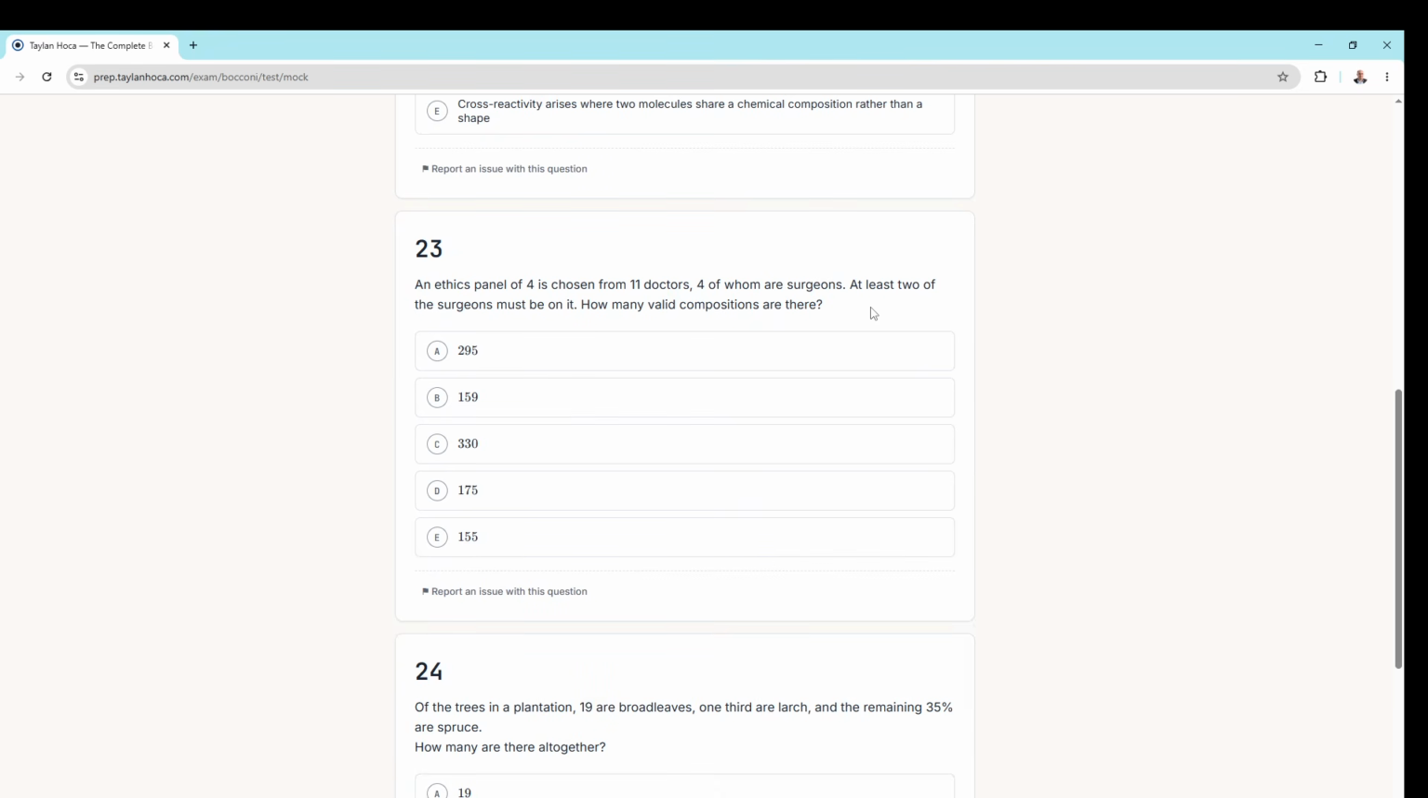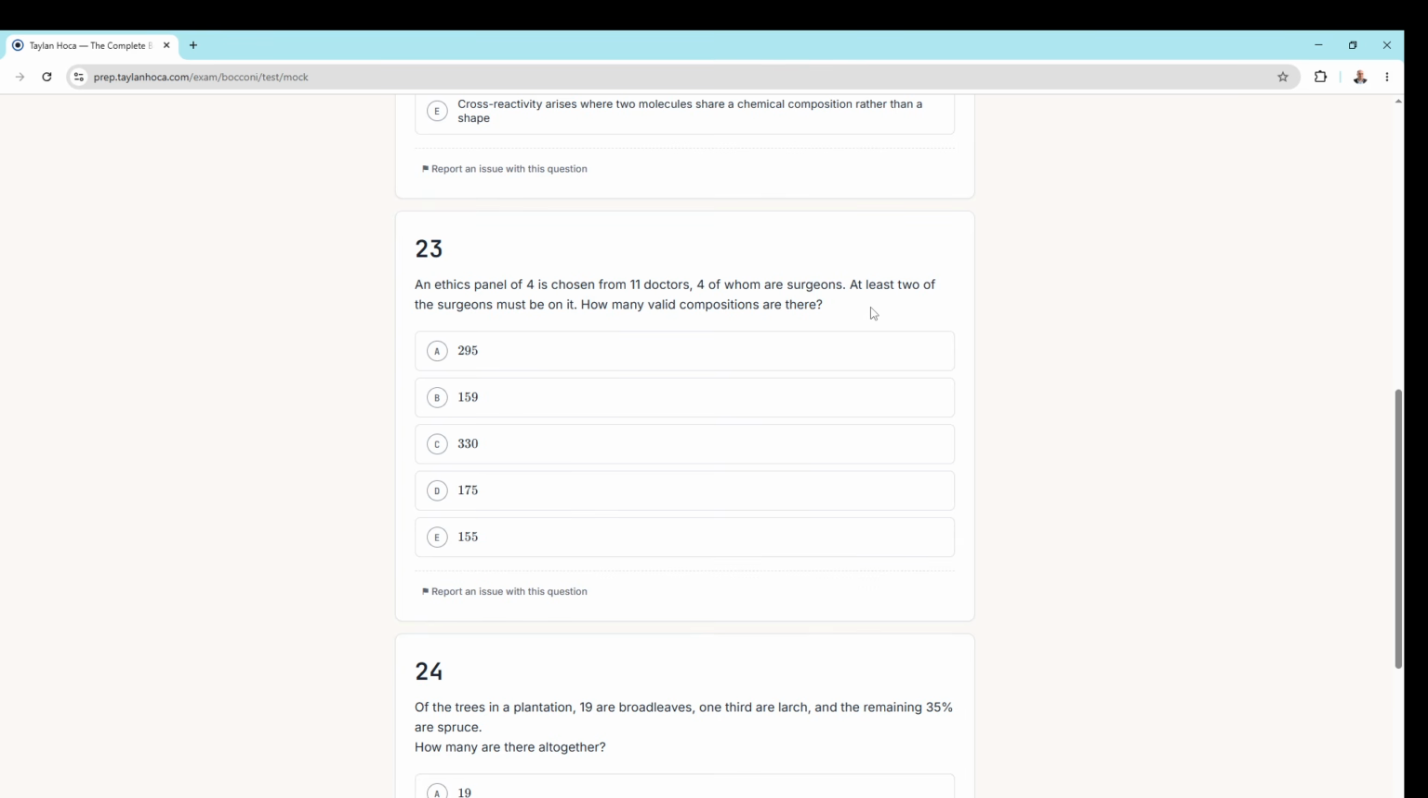3 surgeons, 4 choose 3 combination, because I choose 3 surgeons out of 4 surgeons, and times, we have only one left, 11 doctors, 11 choose 1, because, sorry, no, 7 choose 1. Why? Because 4 surgeons, 7 left. So non-surgeon doctors, 7, and I'm gonna choose 1. So 4 choose 3 is 4, 7 choose 1 is 7, which is 28.